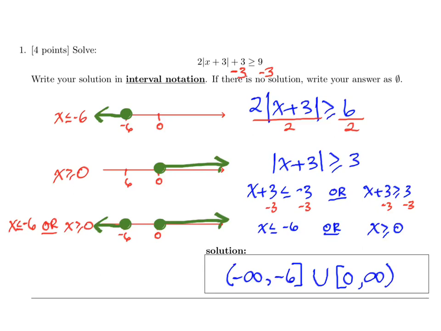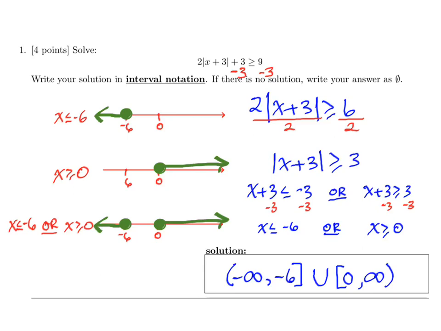And notice a square bracket next to the negative 6 means we're including that number, and a square bracket next to 0 means we're including that number. We never use a square bracket next to infinity or negative infinity because those aren't numbers. Those are symbols that just mean keep going forever.